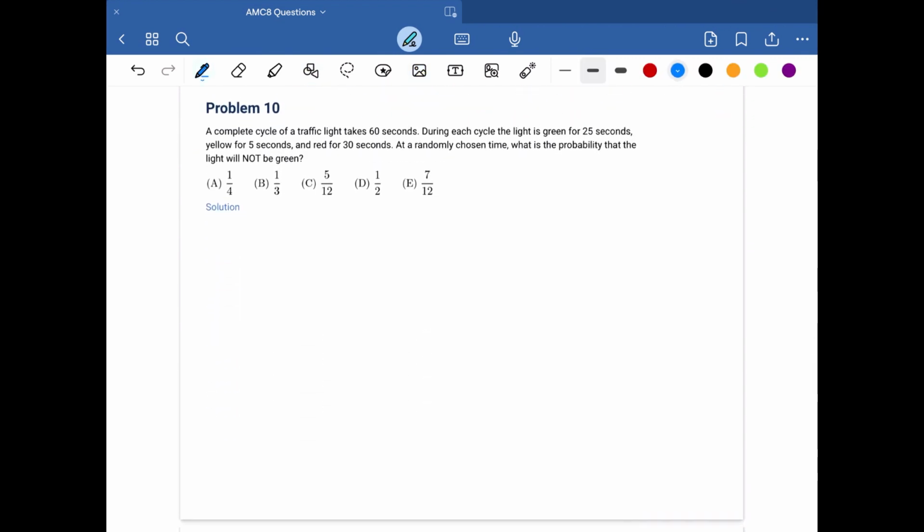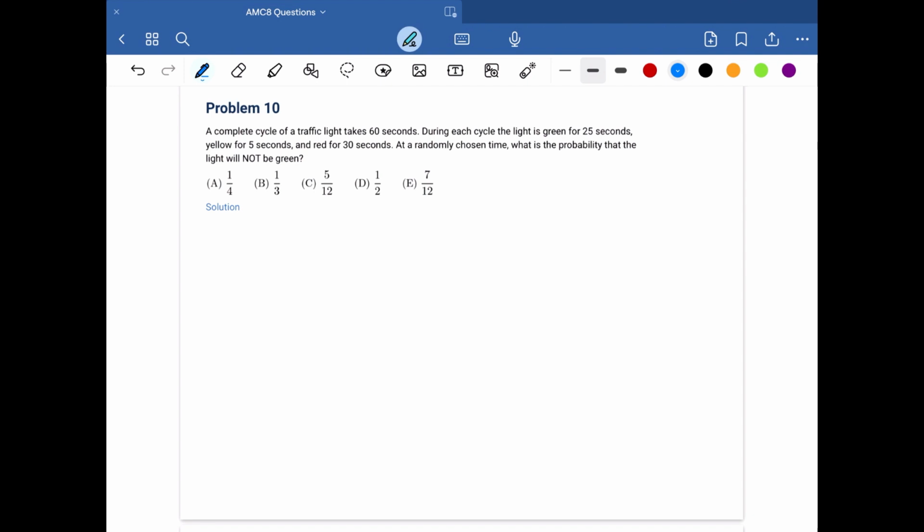Problem 10. A complete cycle of traffic lights takes 60 seconds. During each cycle, the light is green for 25 seconds, yellow for 5 seconds, and red for 30 seconds. At a randomly chosen time, what is the probability that the light will not be green?